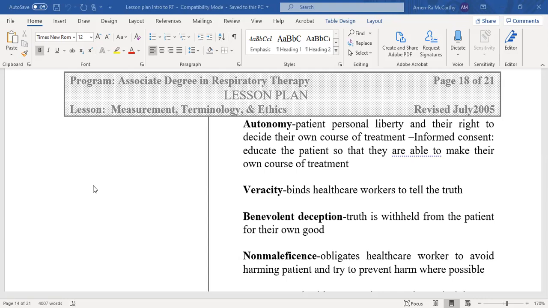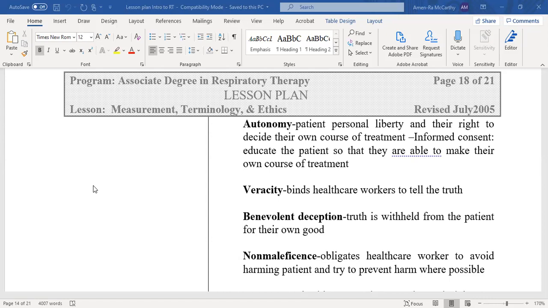Then non-maleficence, or malfeasance, obligates the healthcare worker to avoid harming the patient and try to prevent harm wherever possible. So just watching yourself. You're just somebody who's always double checking to make sure I'm not hurting you.